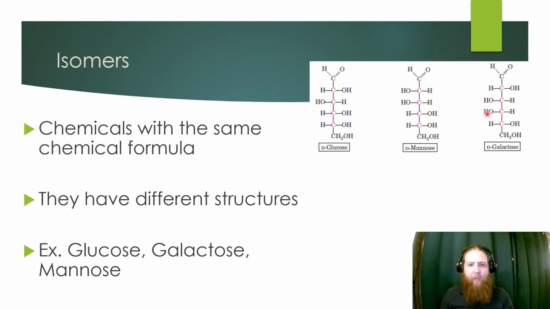But then this OH group in galactose is swapped as this group in glucose. So even though these guys are all C6H12O6, how those elements are oriented in these molecules is a little bit different. And that gives these guys a little bit different properties and characteristics.